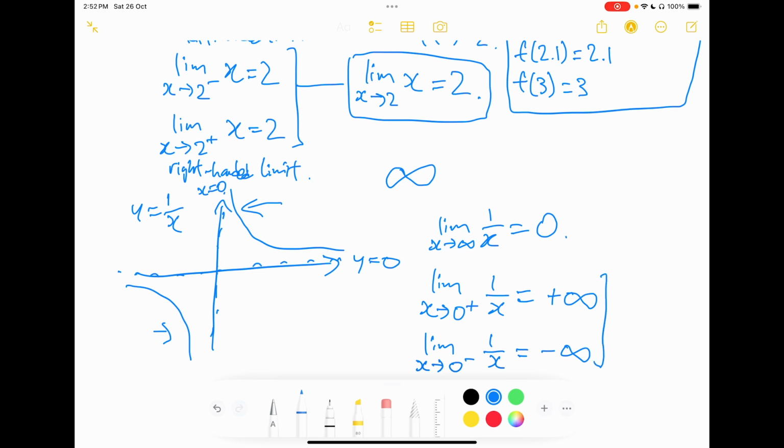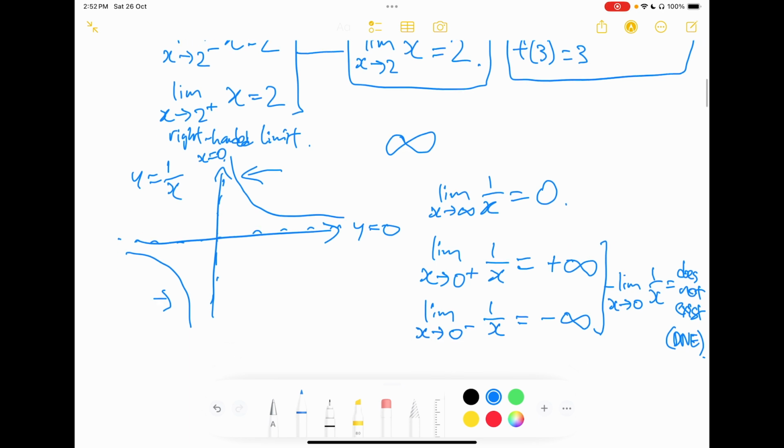So because the left hand and the right hand do not equate to each other, we say that the limit here for x approaching 0 does not exist. So it does not exist, or DNE.